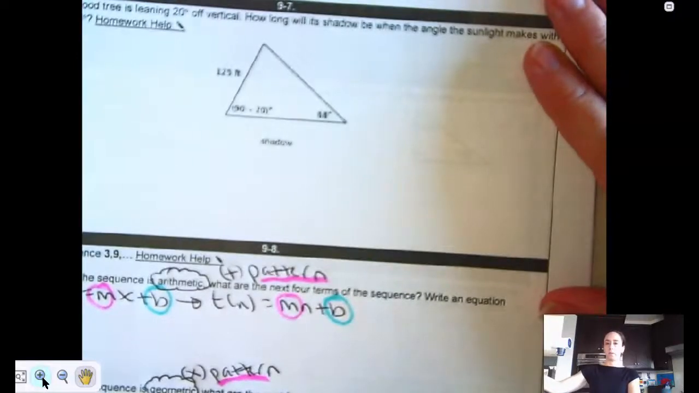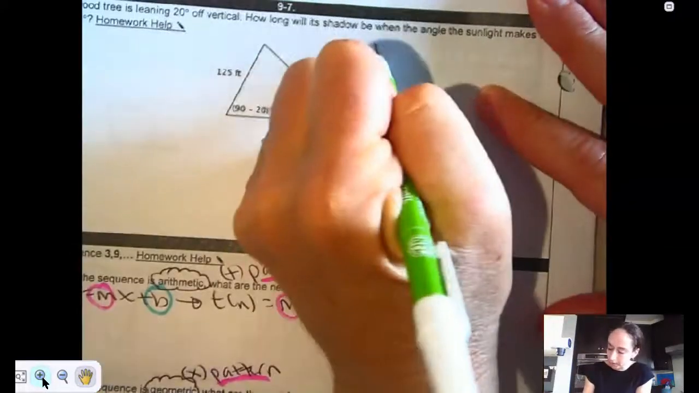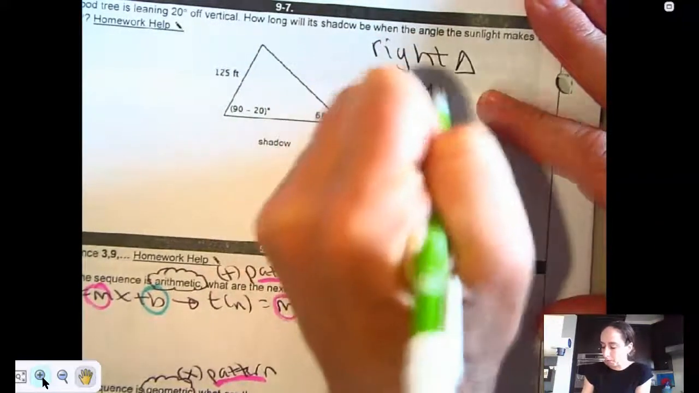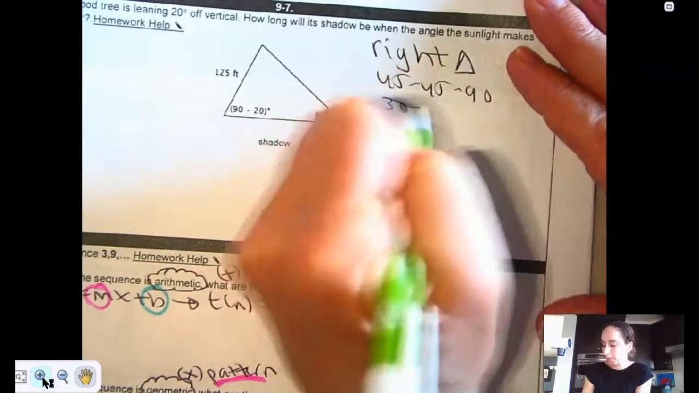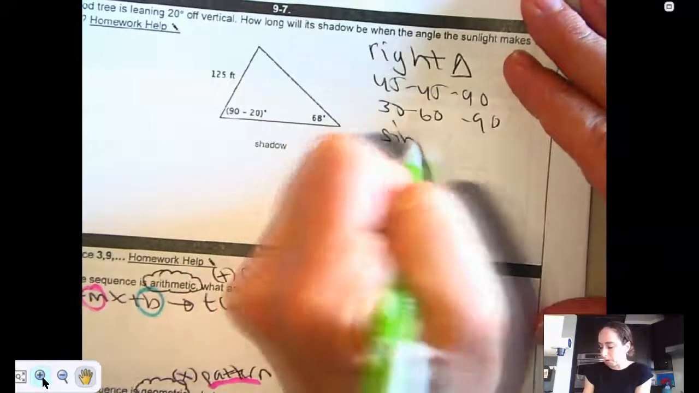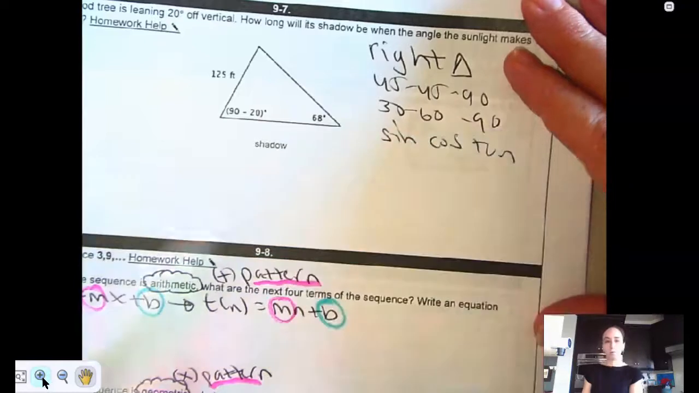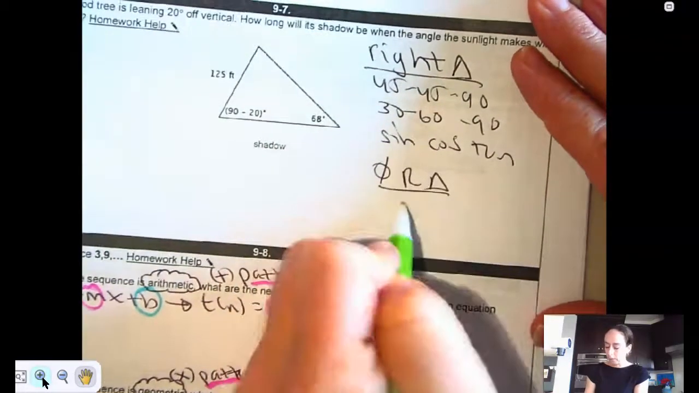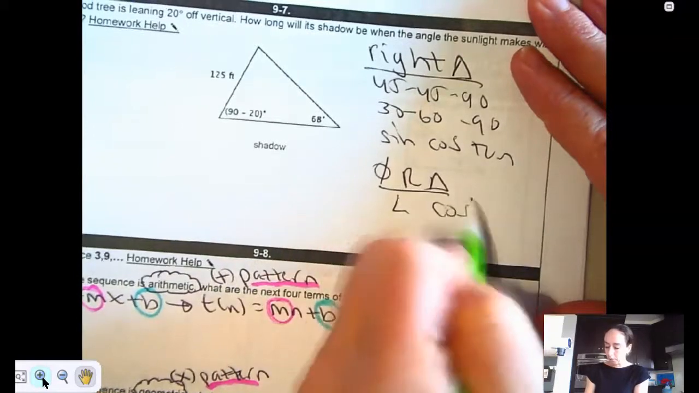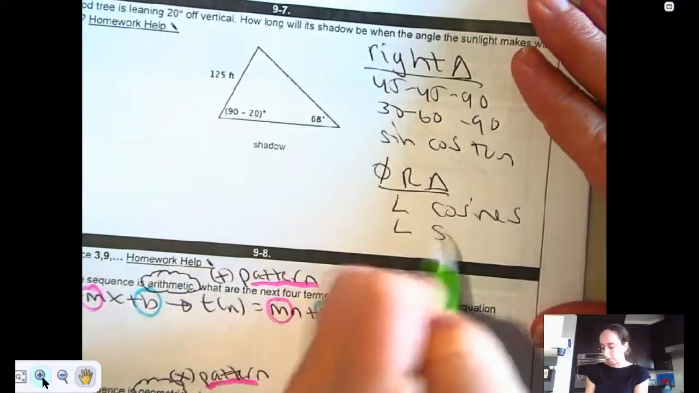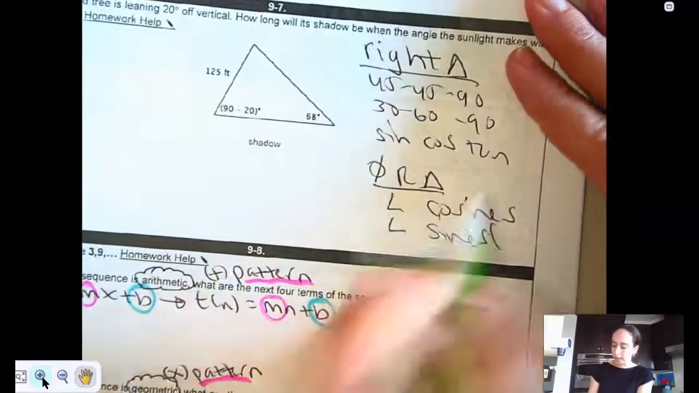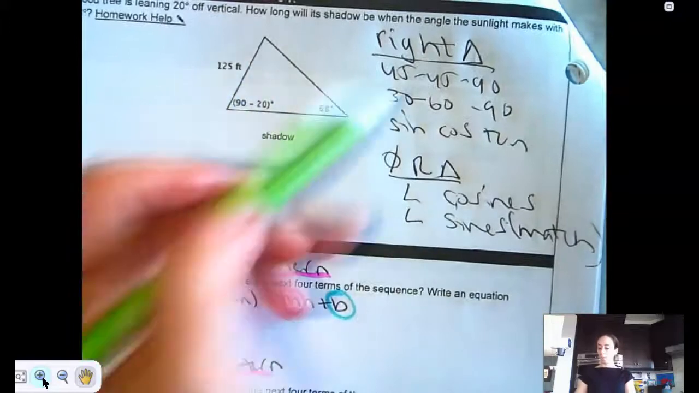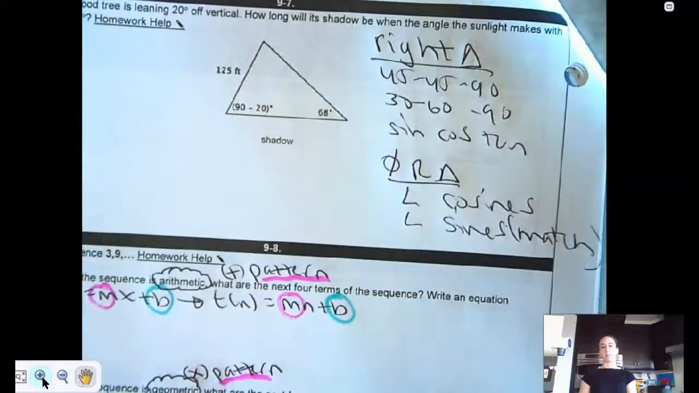sorry, let me zoom it in. When it is a right triangle, that's when you do 45, 45, 90, 30, 60, 90, or sine, cosine, tan ratios. And if it's not a right triangle, that's when you have to do the law of cosines or the law of sines. Or remember, the law of sines means they have a match. So I need you to figure out which one of these it is to get the answer.